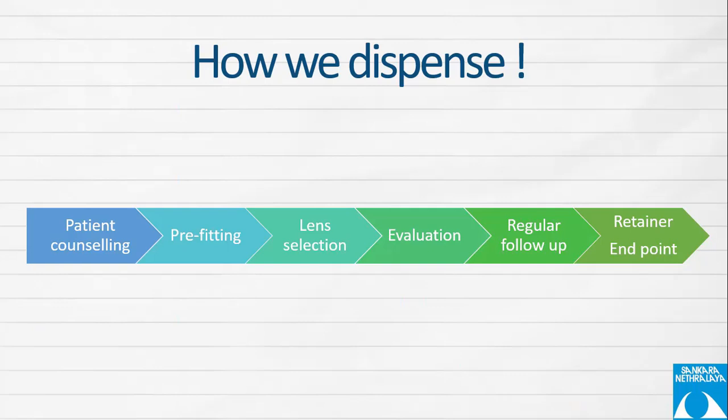So how do we dispense? When a patient comes to us, these are the steps which we follow. We give patient counseling, which is the first and foremost important part of Ortho-K prescription, because safety and efficacy depend on how they use it and how they understand the method of use. Next comes the pre-fitting lens selection. Then we evaluate the patient and have regular follow-ups, and we decide on the endpoint.